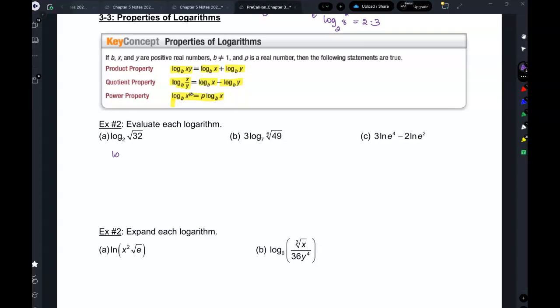Here we have log base 2 of 32 to the power of 1/2. The 1/2 comes down. I have log base 2 of 32, so this is 1/2, and the exponent of 2 that would give me a 32 is a 5. So that's just 5 over 2.